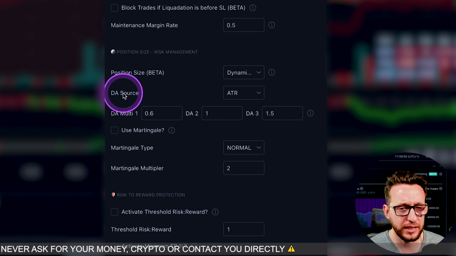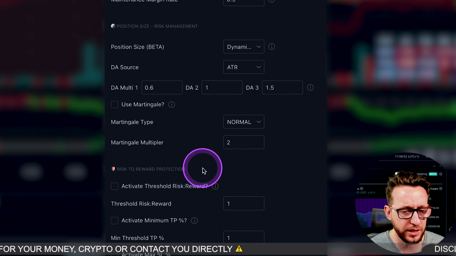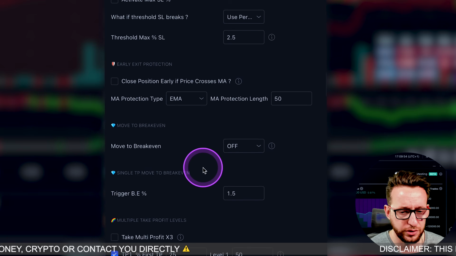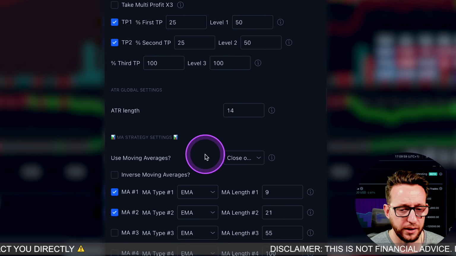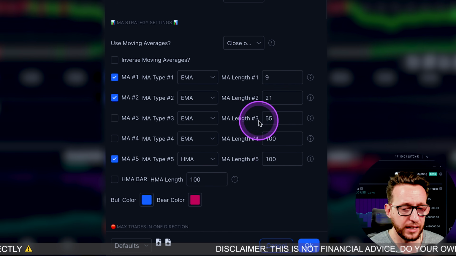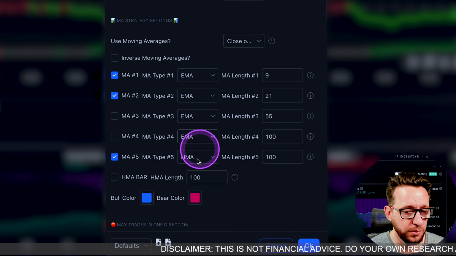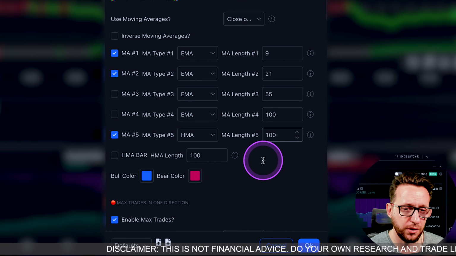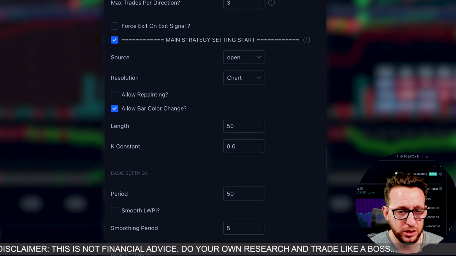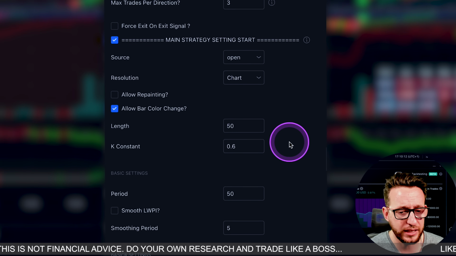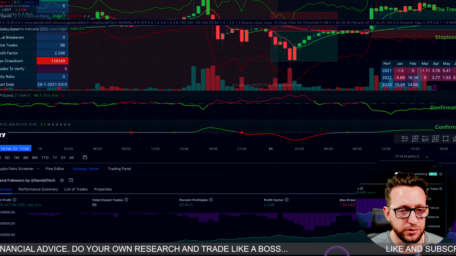I do use the David Tech risk management system here, which is great and seems to work extremely well. We're using one single take profit, but I will give some other options as well. I added another EMA on there as well. Like I said, if you want some more information about all of the settings, you can just go on to Discord. The settings are pretty much as default on the main indicator itself. So let's go and have a look at some of these results.